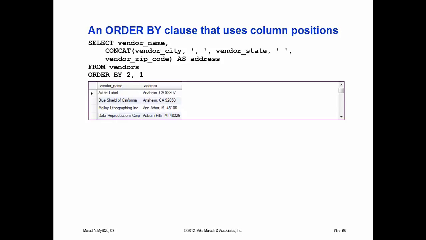Some people find this a little bit confusing, but it says there you can also work with order. So what this says is order by 2, 1. So it says order first by this field, and if there are any ties, then order by this field. So it's doing it by position number.